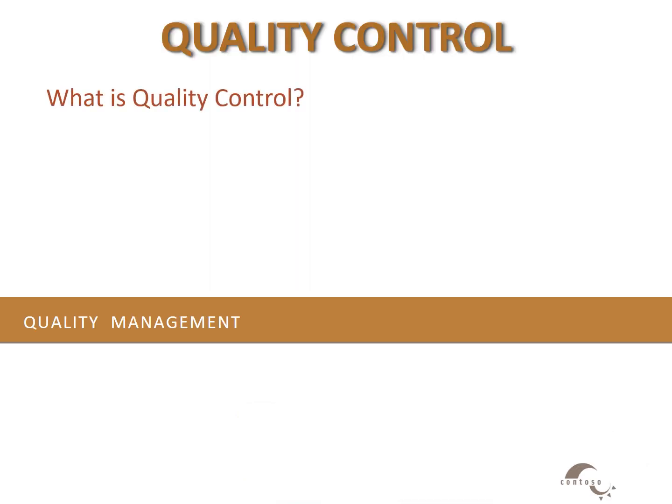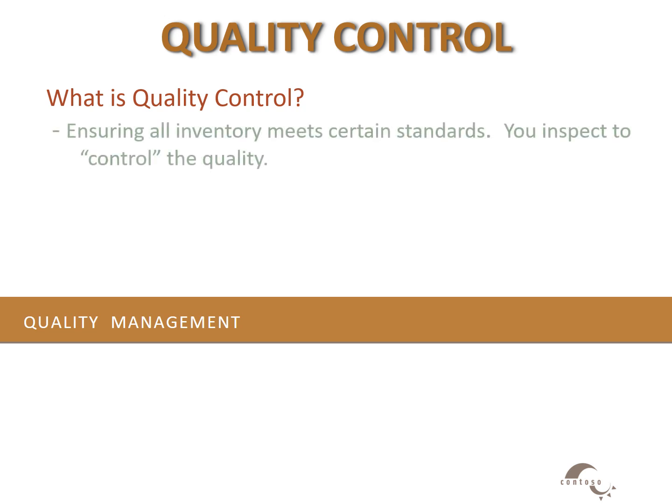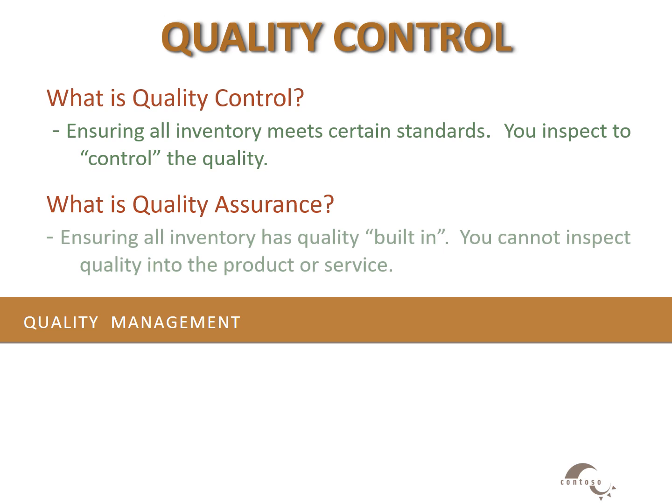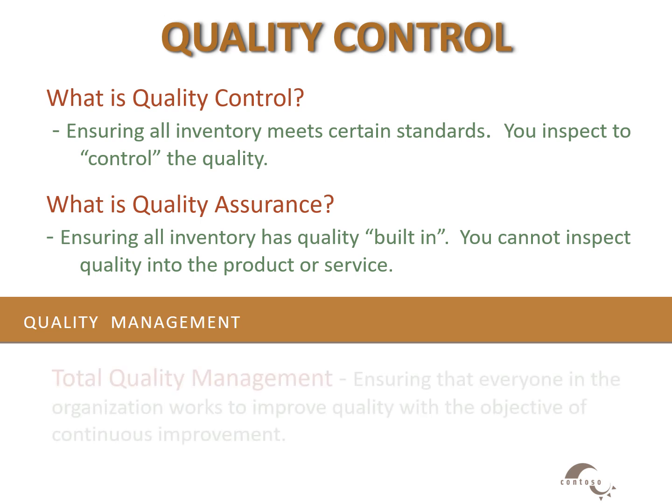We're first going to talk about quality control, and first we want to define that. Quality control is ensuring that all inventory meets certain standards. You inspect to control the quality. Quality assurance is ensuring all inventory has quality built in. You cannot inspect quality into the product or service. It has to be there already.